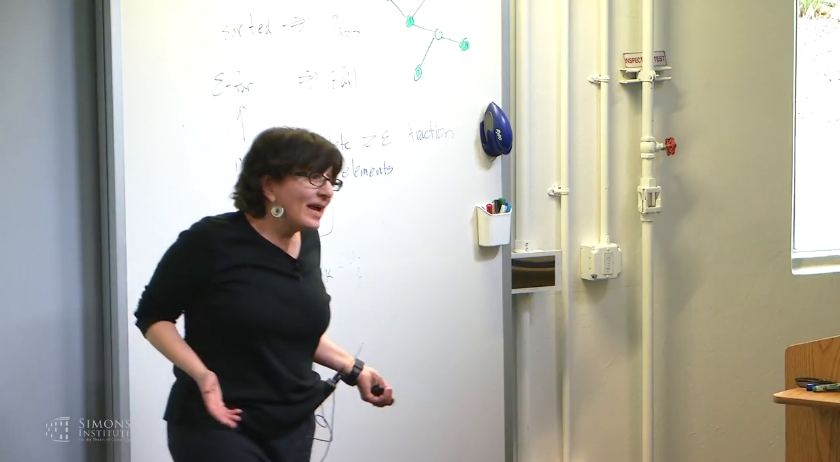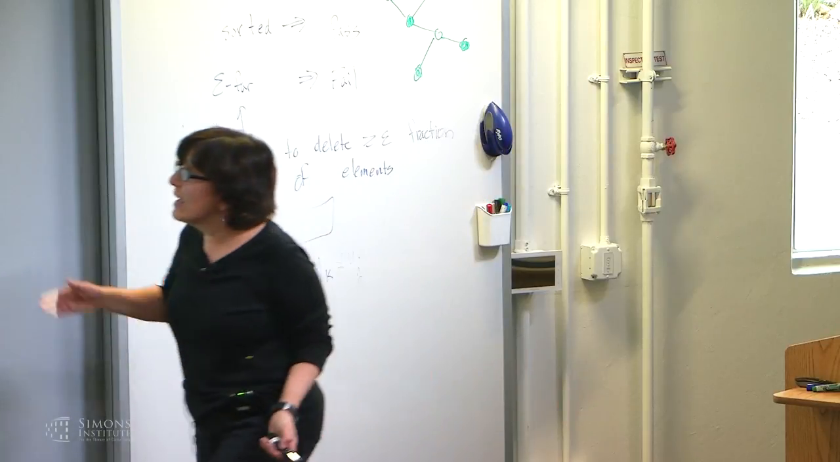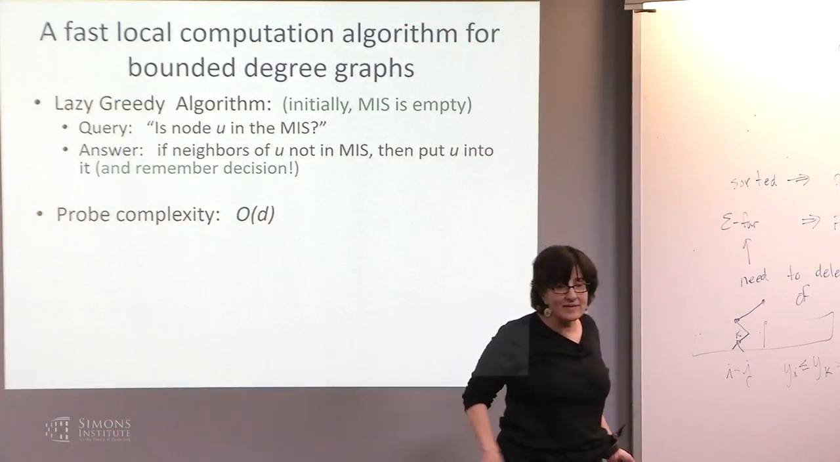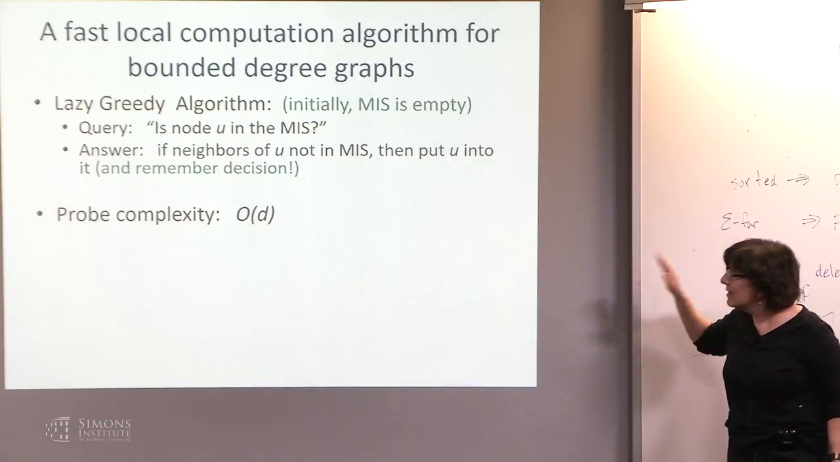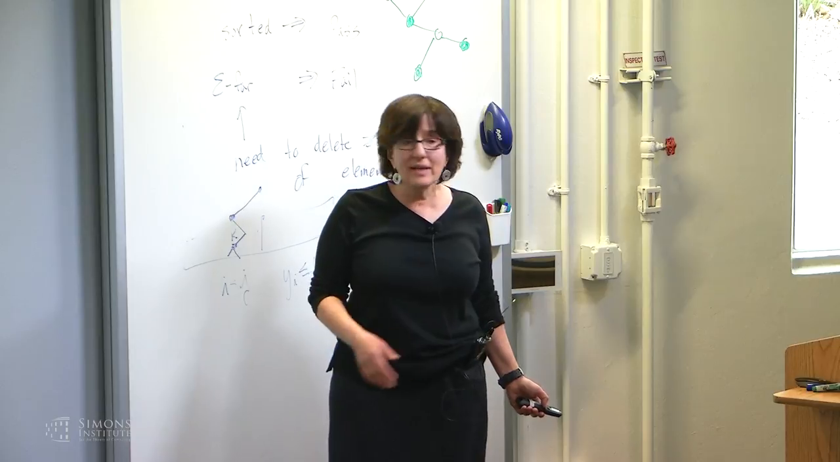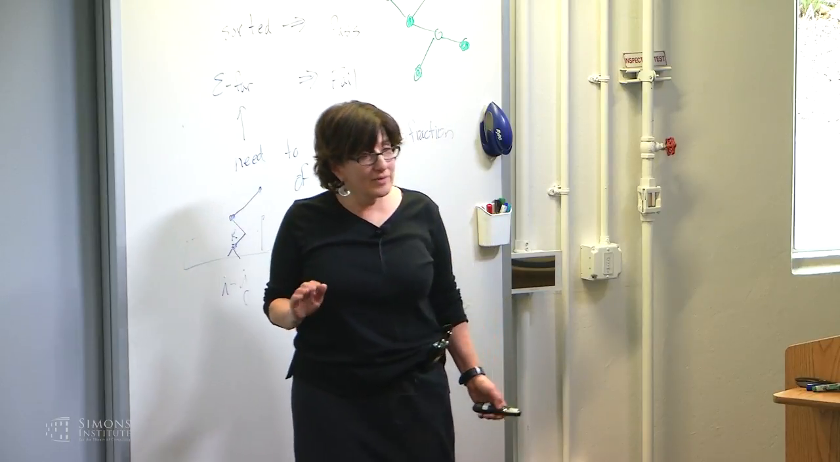So you'd have to keep space that contains all of your past decisions and write that down. But on another hand, it's extremely good because my probe complexity, I just have to look at what I did with my D neighbors. I'm assuming this is a degree-bounded graph. I just have to look at my D neighbors. My probe complexity is order D. What I do with it is very simple, so it's nice.